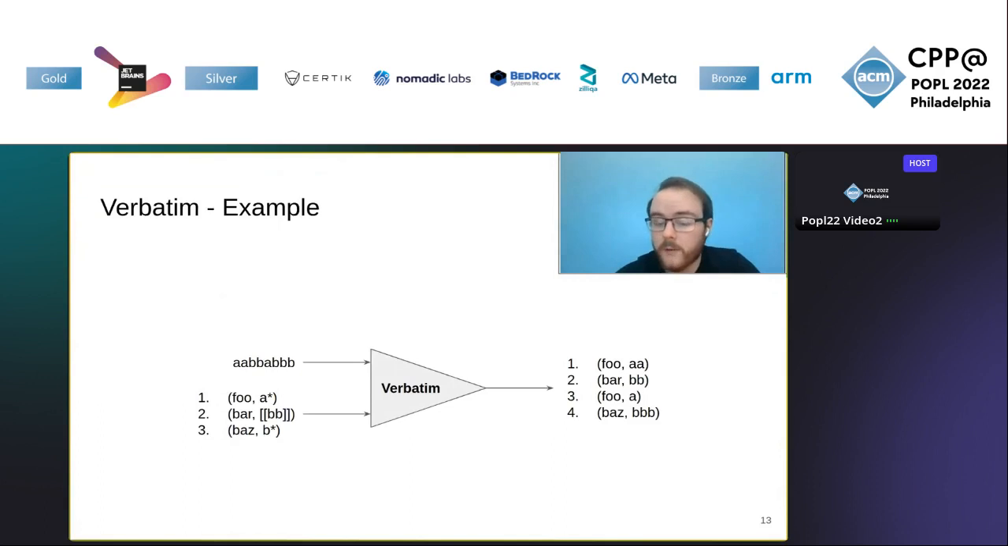Here's an example of Verbatim's behavior. It's going to take a string. In this case, it has A's and B's. It's going to take the lexical rules you see below that string, and it's going to produce the tokens on the right. So a lexical rule is a labeled regular expression, and a token is a labeled string. And these labels are provided by the user.